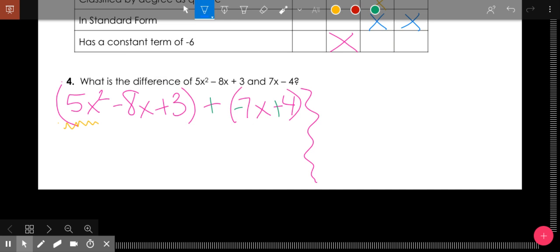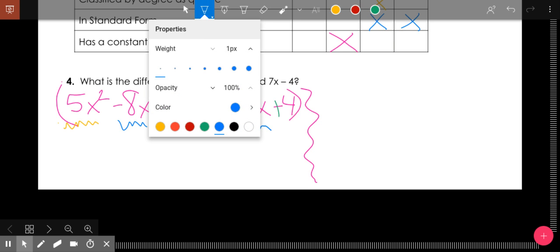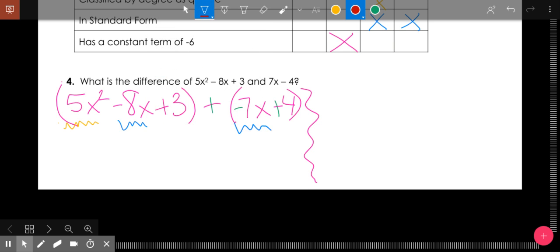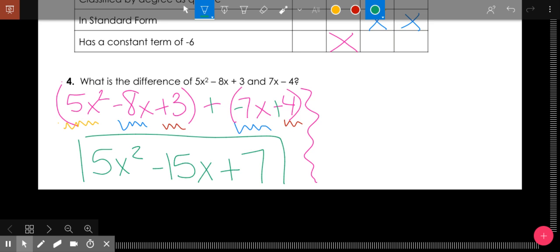I have a -x over here and an x over here, and then I have a constant here and a constant here. So I'm just going to combine my like terms. So I have 1x squared, so I got 5x squared. I have a negative 8x and a negative 7x, so I add those since they're both negative, and I keep my negative 15x. Then I have a positive 3 and a positive 4, so I add those together and I get 7. That is my answer.